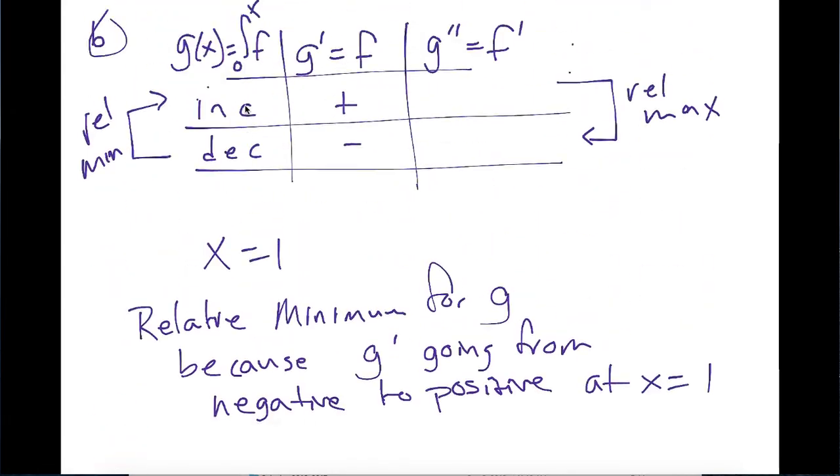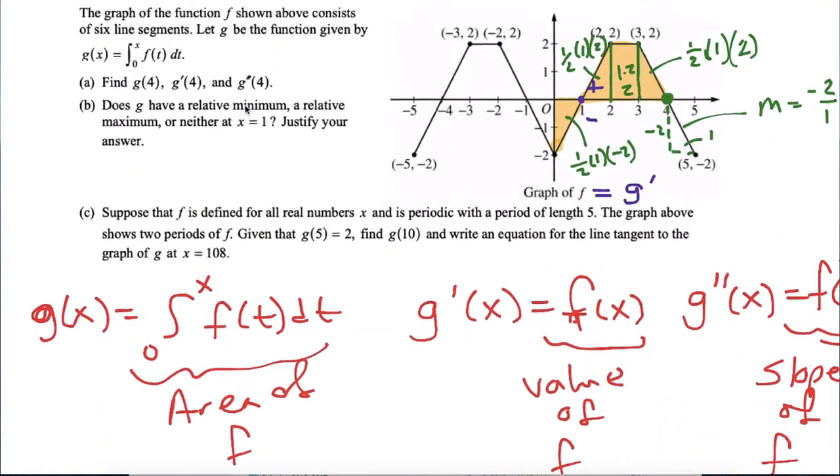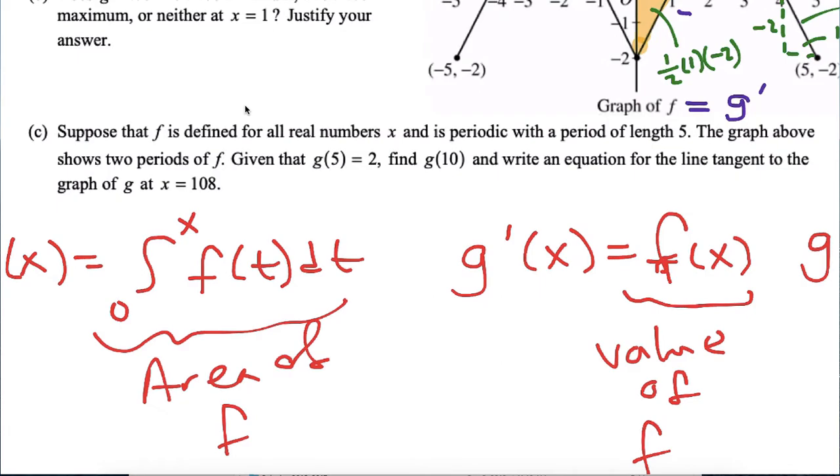So C says up here, suppose that f is defined for all real numbers and is periodic with a period length of 5. The above graph of f shows 2 periods. Given that g of 5 is equal to 2, find g of 10, and then write an equation for the tangent line to the graph of g at x equals 108.